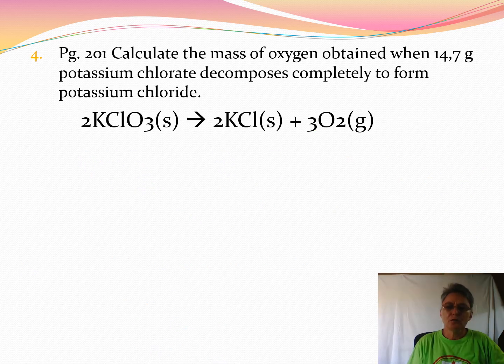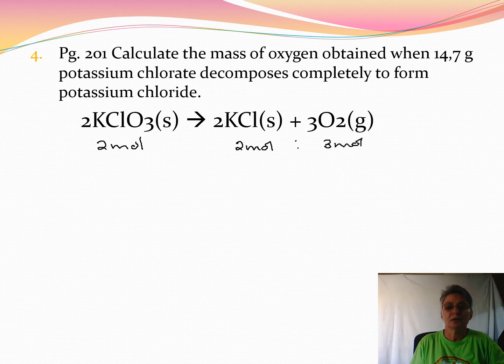We have time for one more calculation here, so it's the example on page 201, where they actually inform you to calculate the mass of oxygen obtained when 14.7 grams of potassium chlorate decomposes completely to form potassium chloride. So I've already balanced the equation for you. 2 moles of potassium chlorate will give me 2 moles of potassium chloride and 3 moles of oxygen.